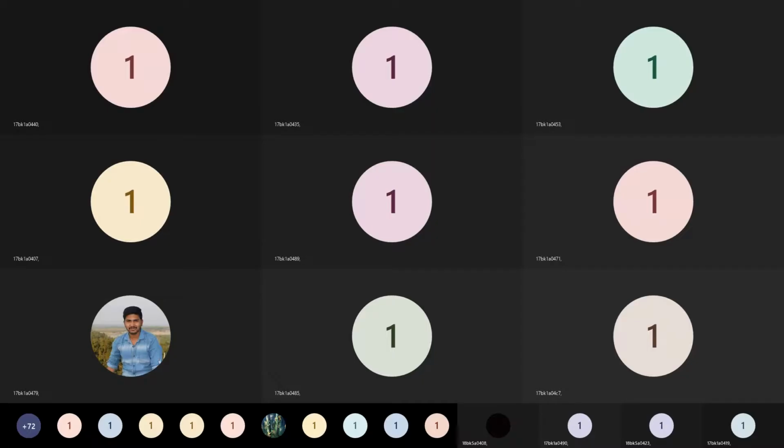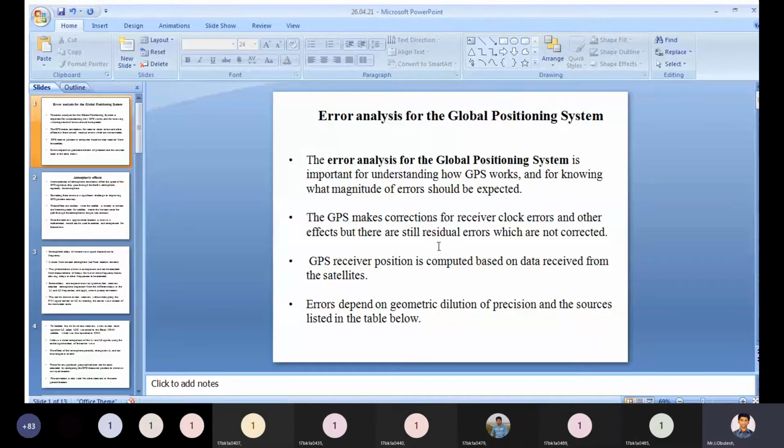Today we are going to start error analysis for the global positioning system.